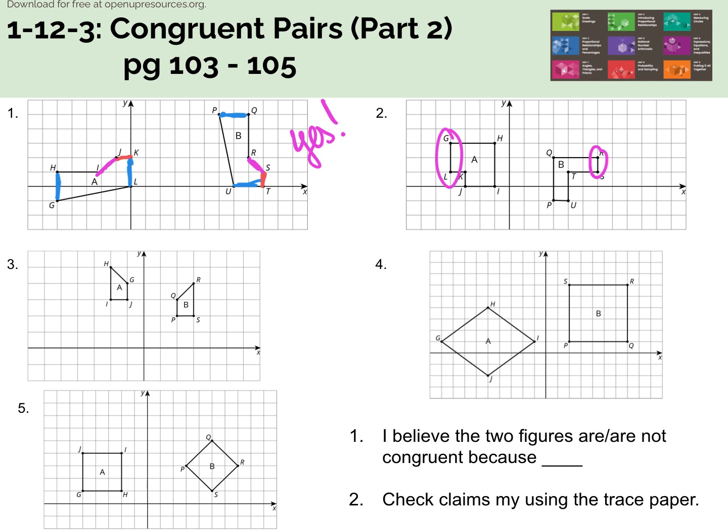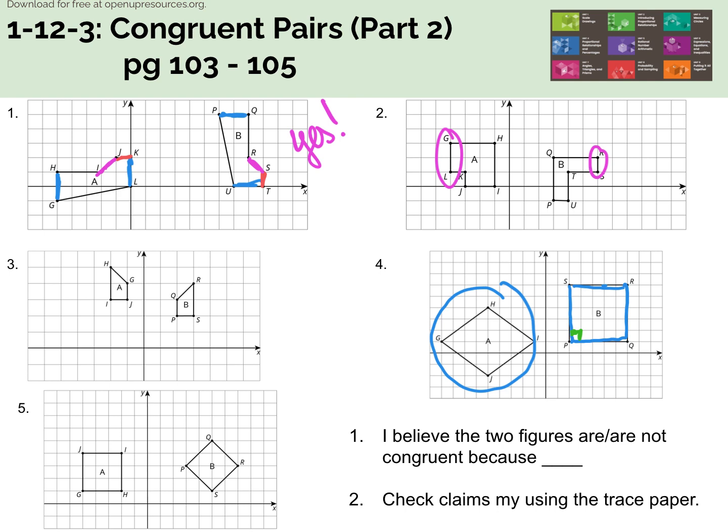What about number 4? We can use trace paper to figure this out. If I took this square and tried to put it over here, they're not the same. Here is a 90-degree angle, but do I have a 90-degree angle on any of these? They're not 90 degrees. So is this congruent? It's not congruent. The angles are not the same. Side lengths might be the same, they're not actually, but the angles are not the same, so they're not congruent. So is number 4 congruent? No, they are not.